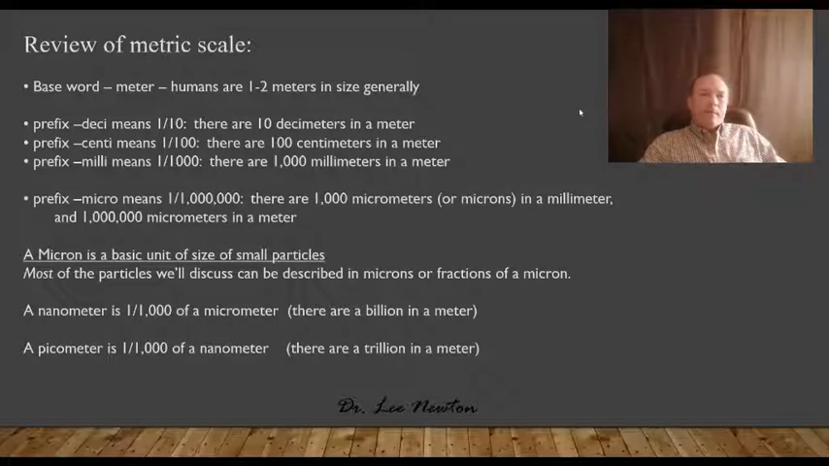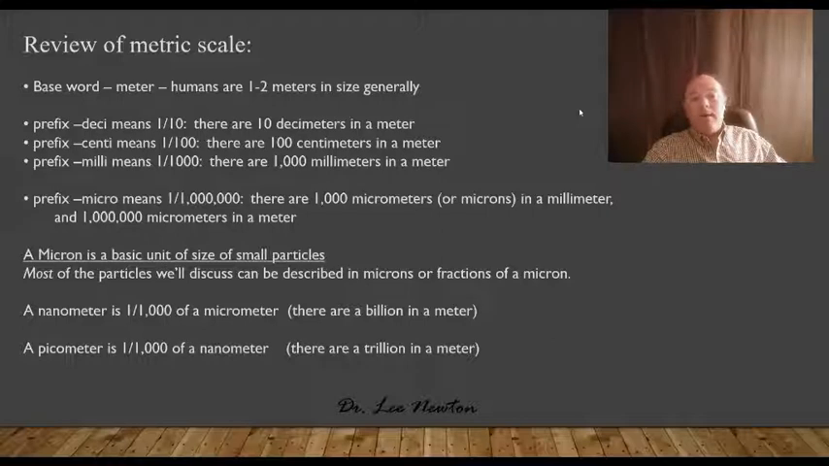Let's take a moment first and review the metric scale. The base unit of length in the metric scale is the meter, but that's a pretty big measurement. Humans are generally 1 to 2 meters in size. If you put a prefix in front of the word meter, it means something smaller or bigger, in this case smaller. Deci is 1/10, centi is 1/100th, milli means 1/1000th. So there are 1,000 millimeters in a meter.